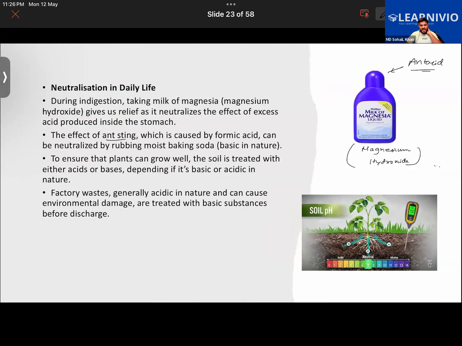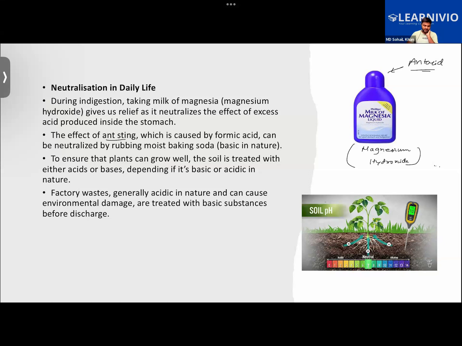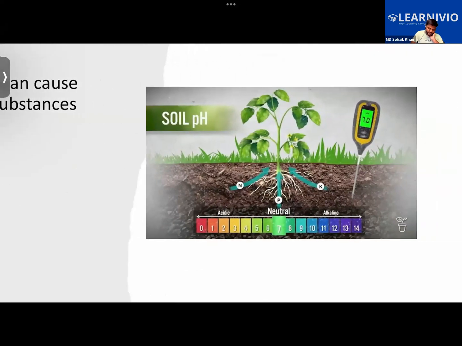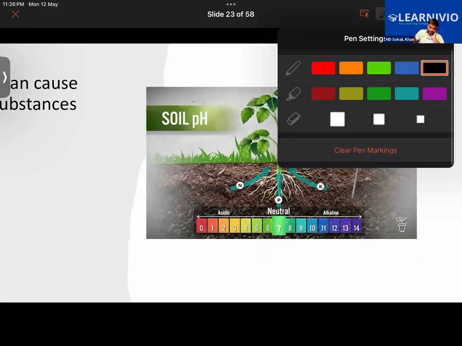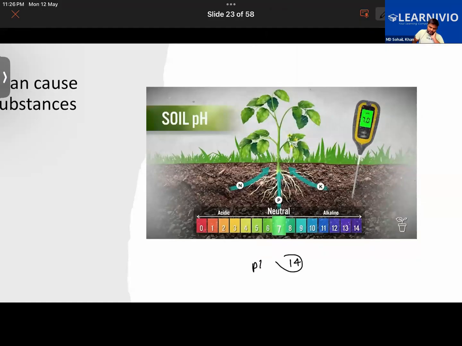The ideal pH level which is good for the plant's growth is 7. If it is more than 7, it is not good. If it is less than 7, it is not good. Suppose the pH level of the soil is 14. It means the soil is highly basic in nature. If it is highly basic in nature, we need to add acidic substances to it. Getting it?